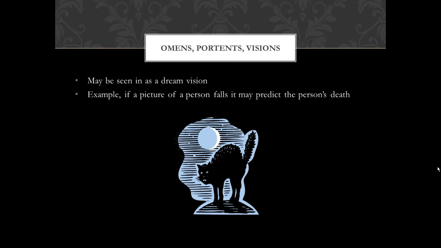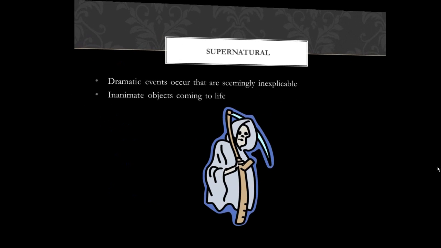There are often omens, portents, and visions that may be seen in dreams. An example of this would be a picture of the head of the household falling, and this would predict the person's death or something bad happening to him or her.